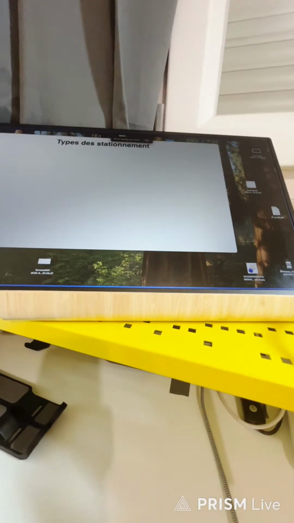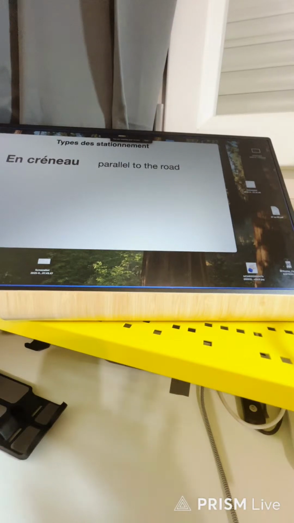So that is the symbol of parking, and then we are going to the types of stationnement now. We have 3 different types of stationnement. When you are doing your driving examination, the inspector can tell you to do different types of parking. It's part of the mark that you are going to get as well.